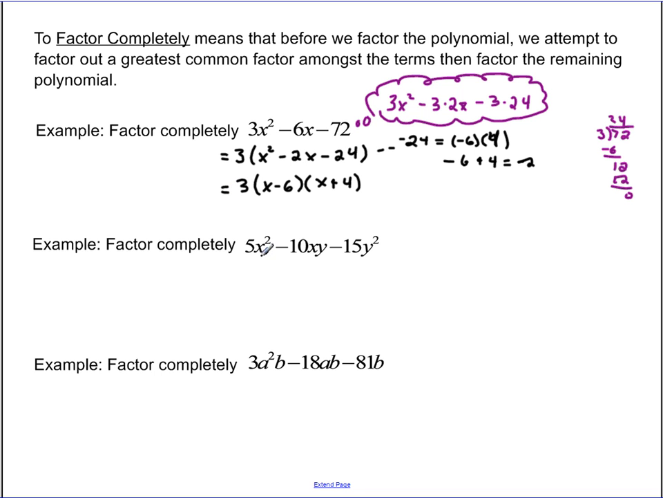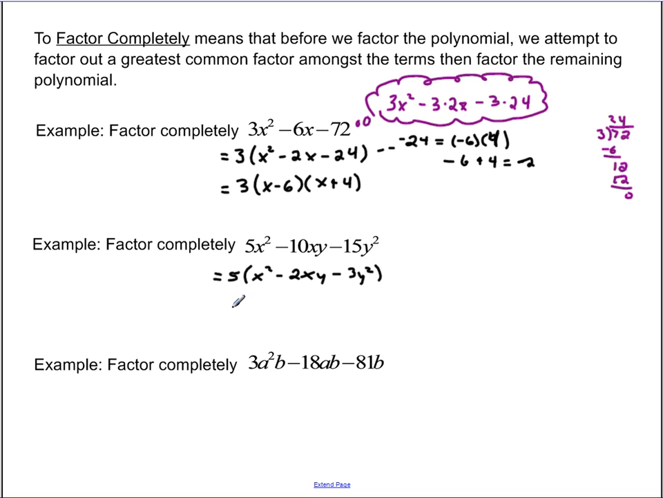So let's look at the second one. What's the common factor? Well, sure enough, it's 5, right? So we think about 5 coming out, and what does that leave us? X squared minus 5 times what gives us 10? That's right, it's 2 times xy minus, let's see, 15, that would be 3y squared.